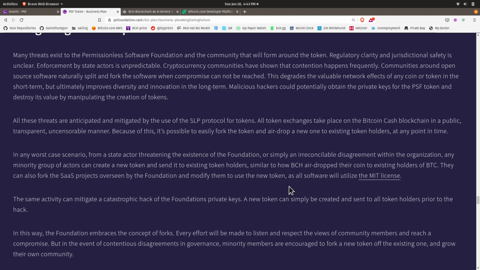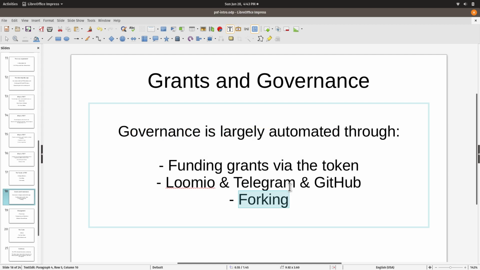It's voice and exit. So it's sort of the nuclear option, but it's going to be a very important part of this organization as we grow, and it's always going to be a potential for someone to hit the eject button and for a minority group to fork off, and that's going to be encouraged and embraced and anticipated.